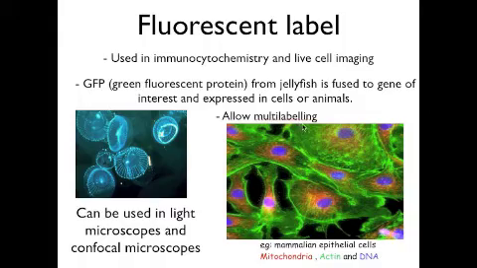It also allows multi-labeling, so scientists have managed to create different colors, not only green fluorescent. In this case, we can see in cells that the mitochondria have been dyed to glow in a reddish color. The actin glows in a greenish color, and actin is a major part of the cytoskeleton, and the DNA glows in a bluish color, so it's the nuclei.